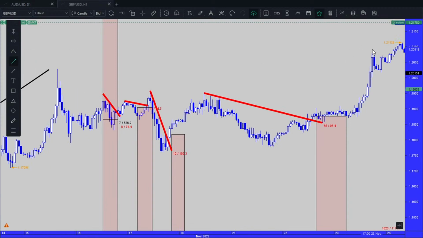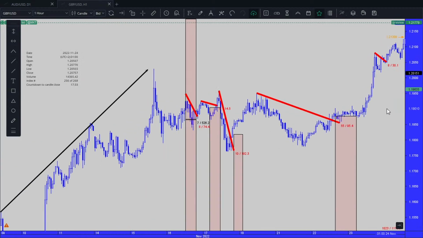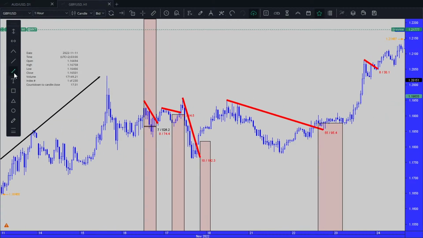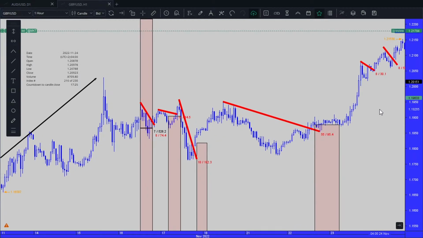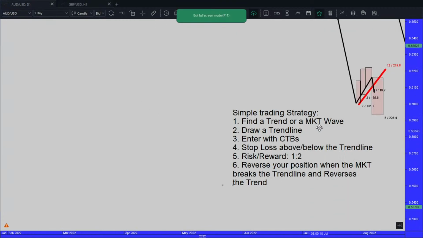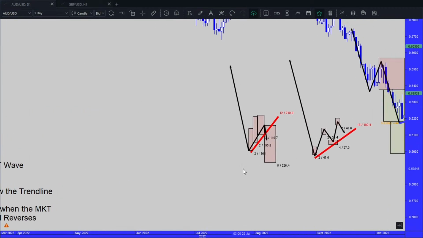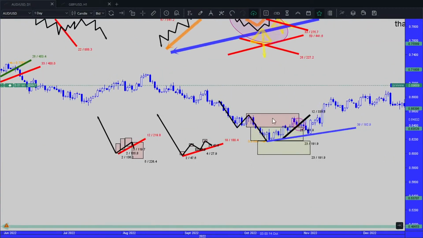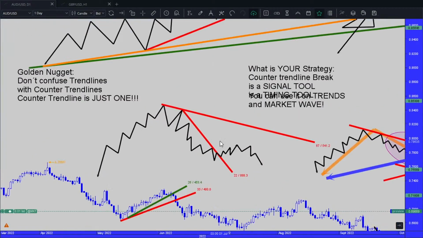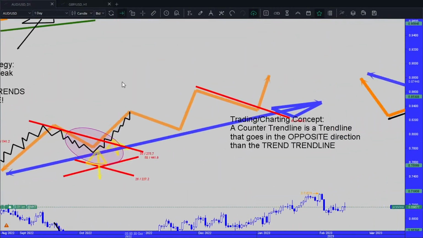Another counter trend line break in here. Another counter trend line break in here. Everybody, do you understand what we're doing? If you have any question, we are just entering on counter trend line breaks. What does this mean? We are entering on retracements, right? Where is the picture?